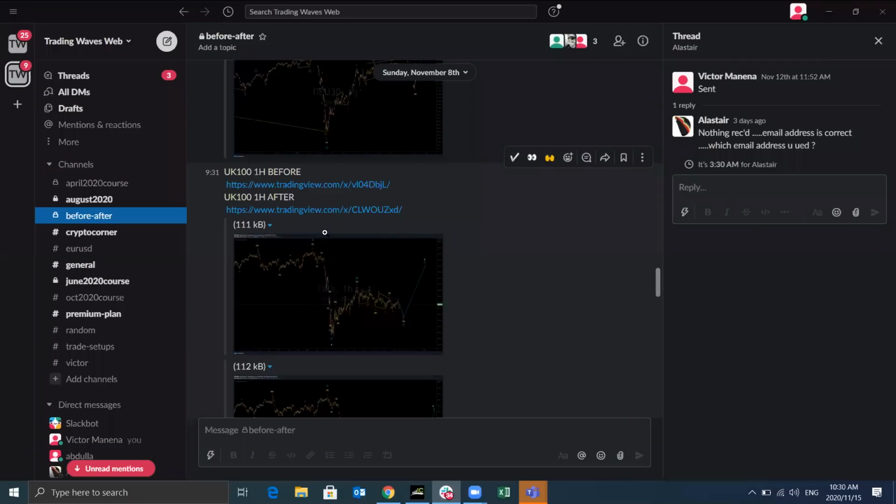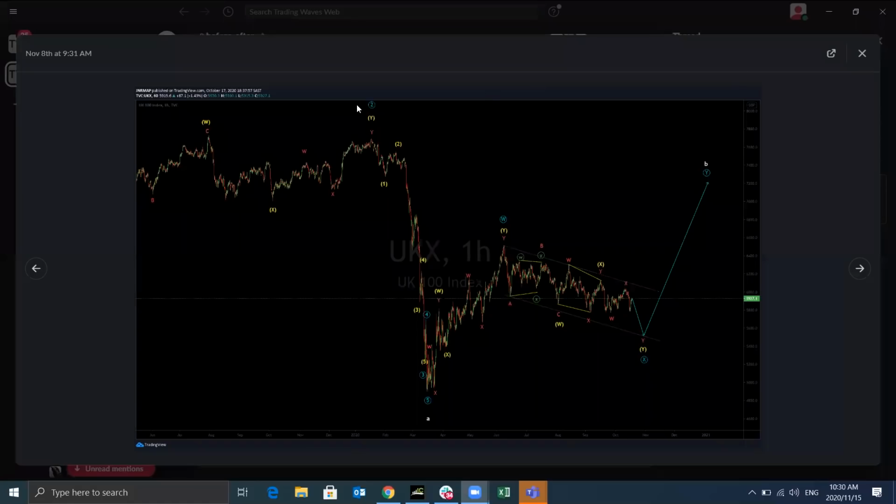Now, the UK 100, it's one of the amazing trades that we have been looking at. This one is amazing because we have looked at the correction for a couple of weeks. Let's look at this corrective structure. We have been looking at this simple three-wave structure to come down around this area and push to the upside.